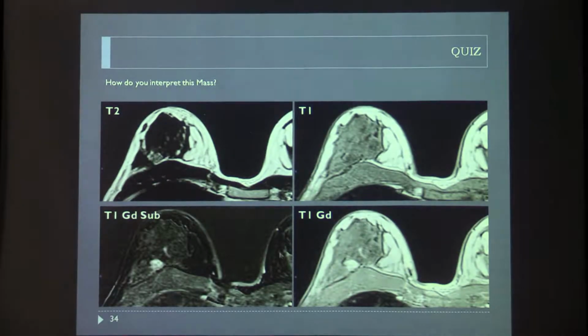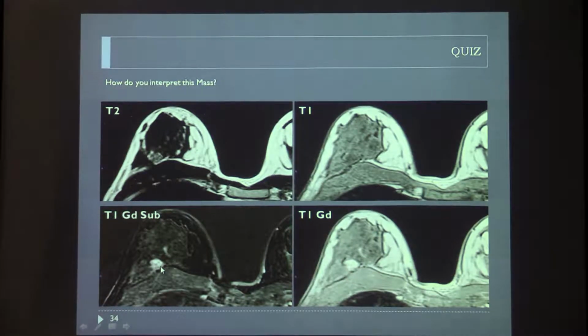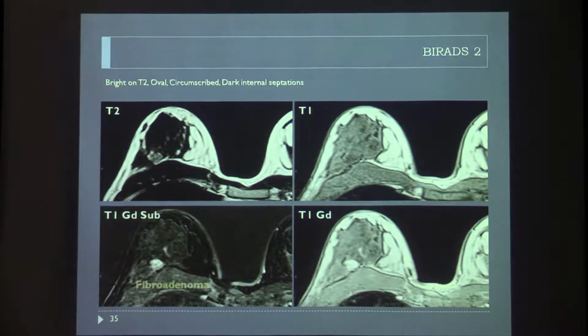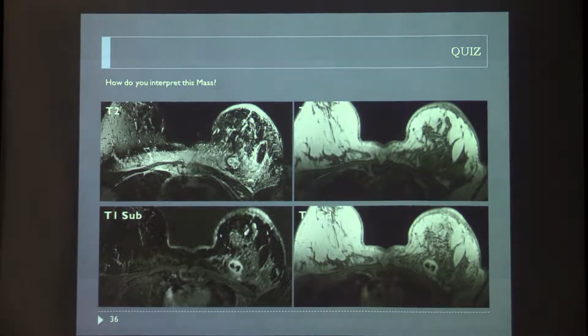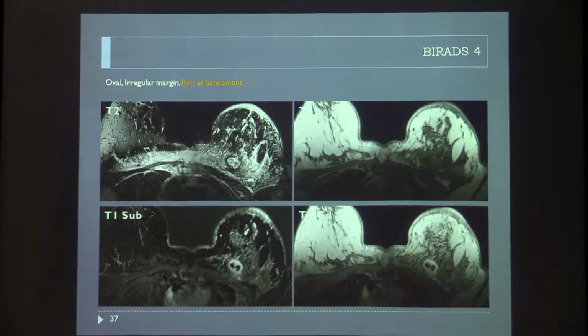So, some examples here. What do you think about that? This is a mass with a bright T2 signal. There is dark septal enhancement, non-enhancing within the lesion. So this is a fibroadenoma. This is pathognomonic. Here, how do you interpret this mass? This is an oval mass, irregular margin, and a rim enhancement. Irregular margin, this is BI-RADS 4. A rim enhancement, this is a BI-RADS 4, no curves. And you need to perform an ultrasound.